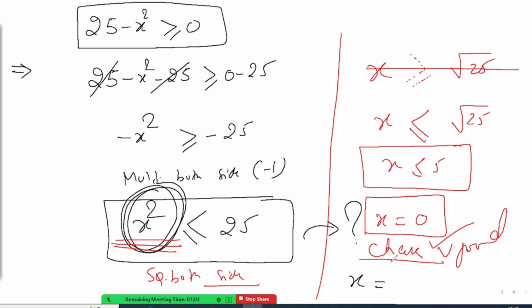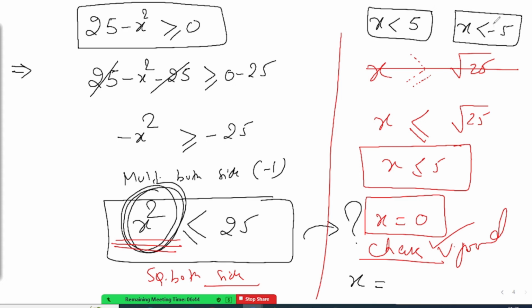So that's why I got plus 5 and minus 5, because then x is greater than or equal to minus 5 and less than or equal to 5. So you want the values between minus 5 and 5. x is less than 5 or x is less than minus 5? No, sir. See, Rishit, x is greater than minus 5 and less than 5. So it's the values between minus 5 and 5.